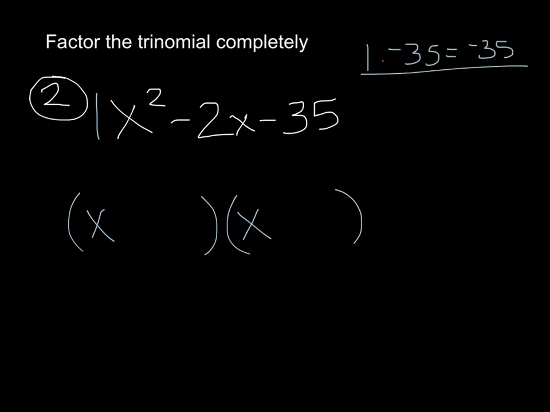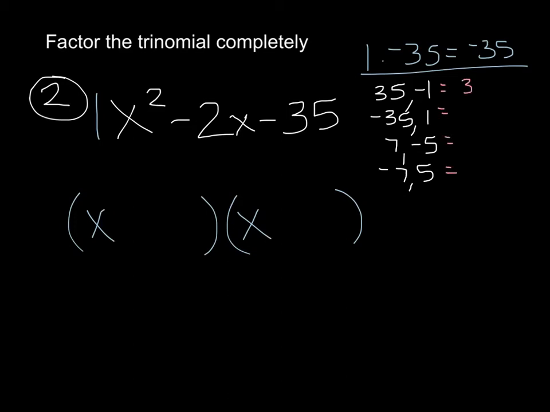Now I'm going to find all the factors of negative 35. So 35 and negative 1, negative 35 and positive 1, 7 and negative 5, negative 7 and positive 5. Then I'm going to add them all together.